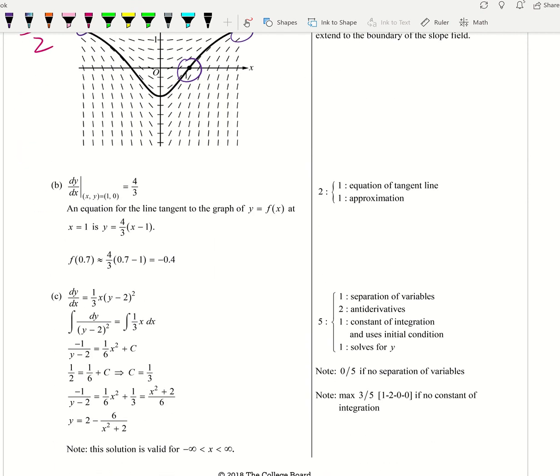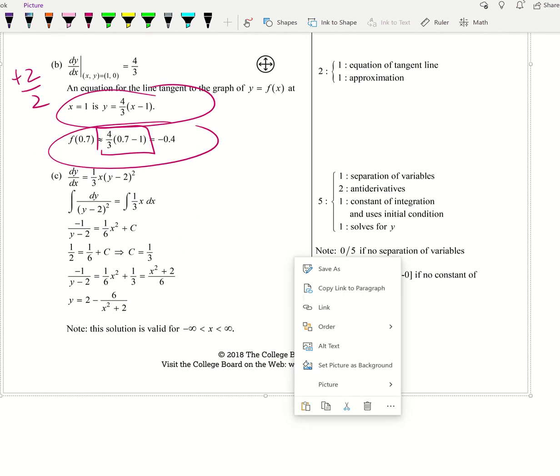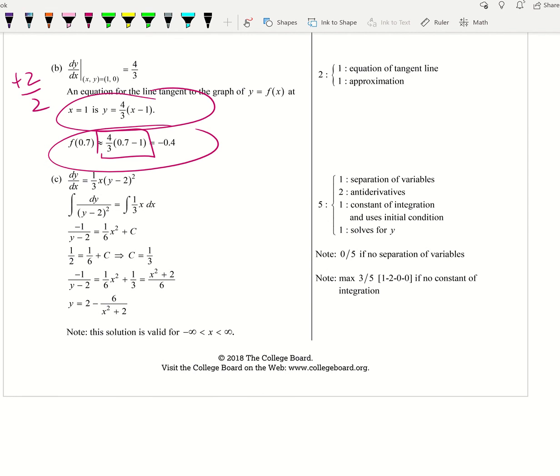Next, we need the equation of the tangent line. We wrote a plus 0 at the end, but that's equivalent. And we need the approximation. Notice it was okay to not simplify. That was totally fine. So we got those points. Part C, we need to separate out the variables properly. We got to that. And then we need the antiderivatives.